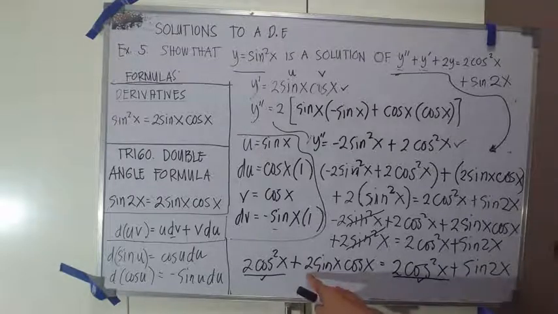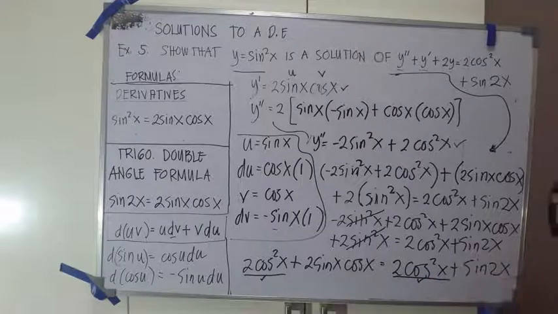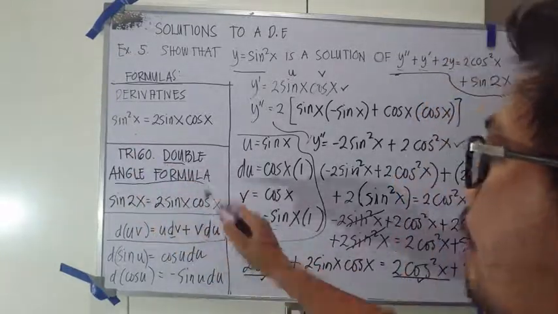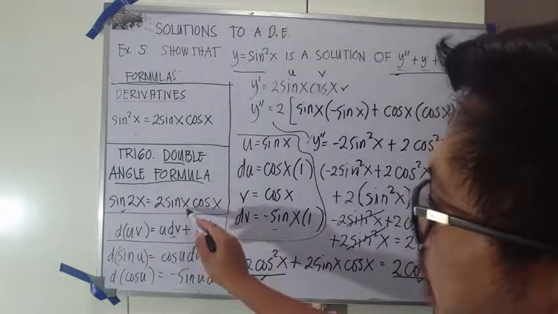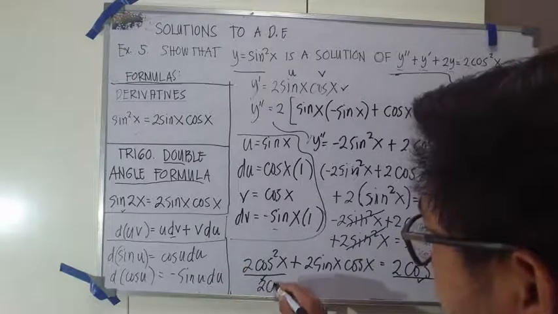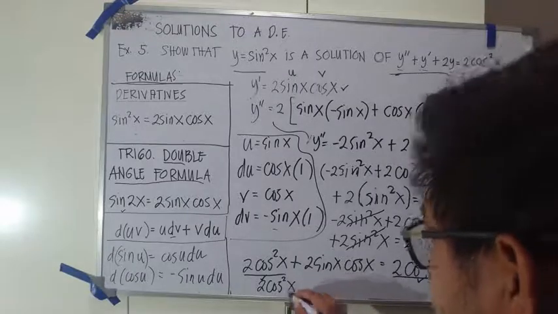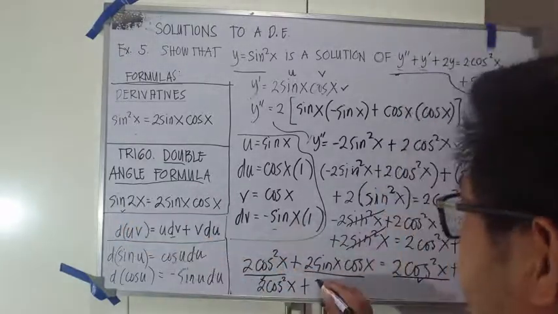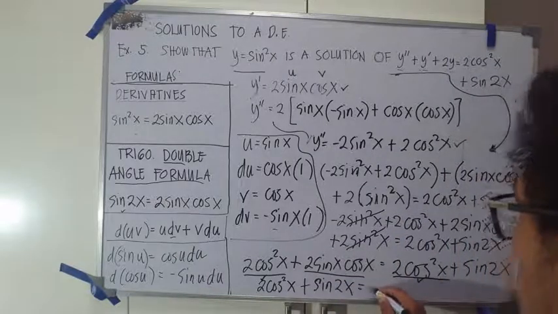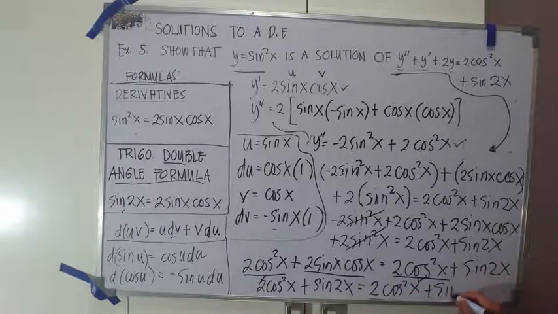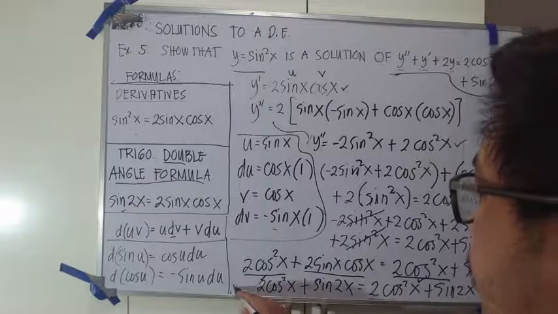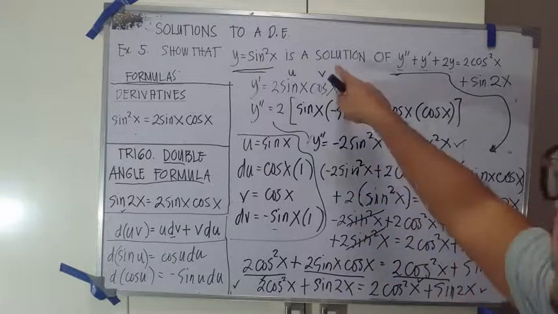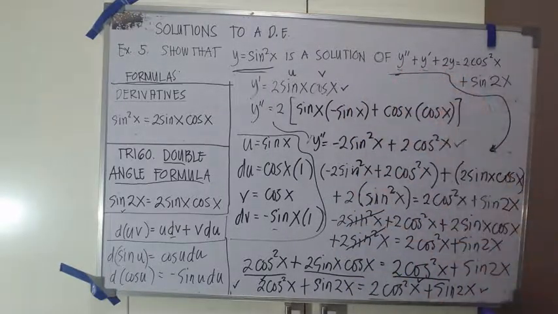Meron tayong problema, ano? Ito, 2 sine x cosine x. Pagdating dito, sine 2x na to, balikan mo yung trigonometric identities natin. Galing yun dun sa trigonometric identities sa double angle formula. That sine of 2x is equals to 2 sine x cosine of x. So, ang equivalent nito, dun sa trigonometry natin, this is double angle. So, this is equivalent to sine 2x. So, this is equals to 2 cosine squared of x plus sine 2x. So, this is already equal. Equal na yung dalawa. So, therefore, this y is equal to sine squared of x is a solution of this differential equation.